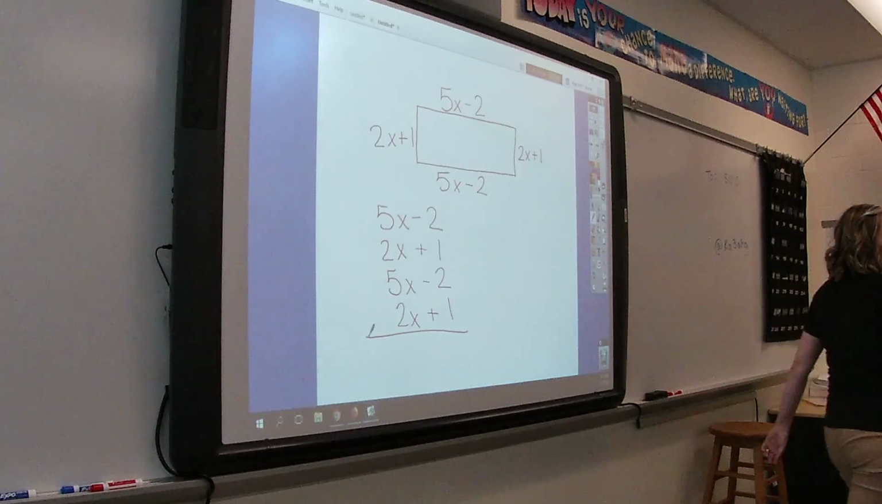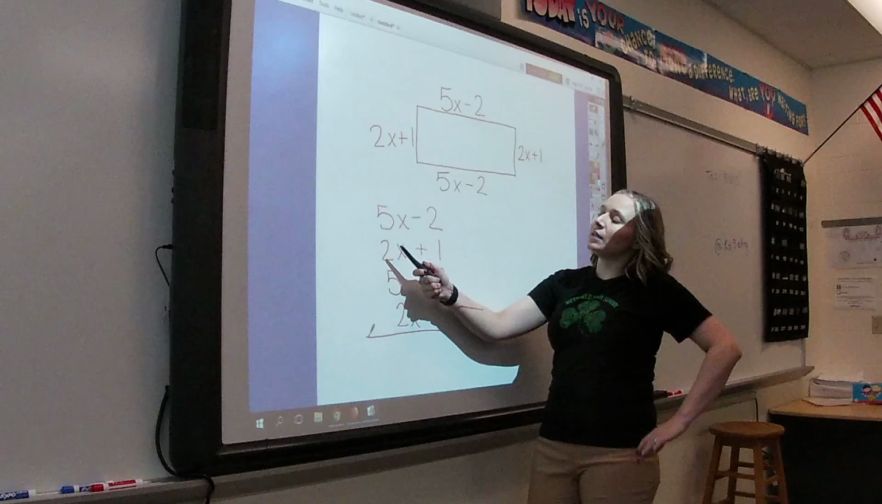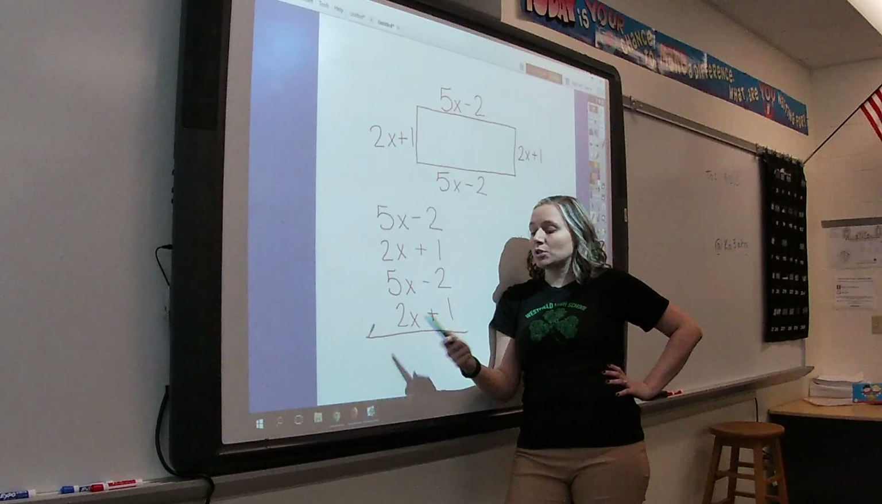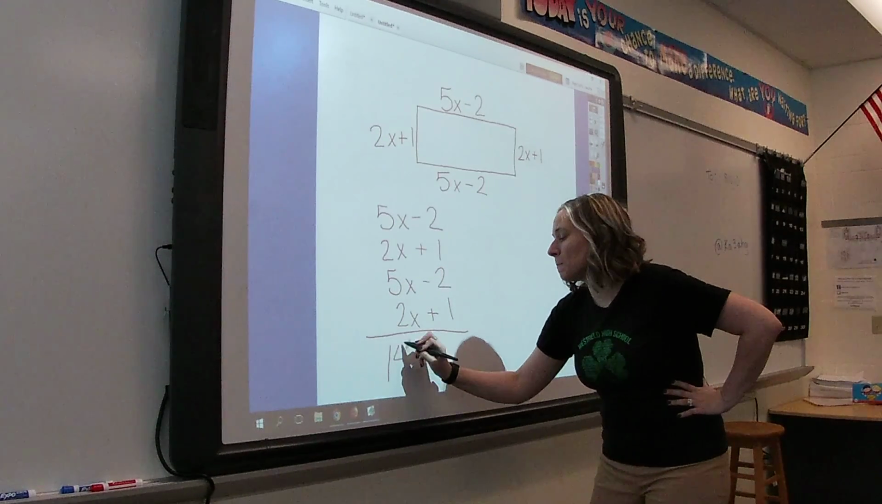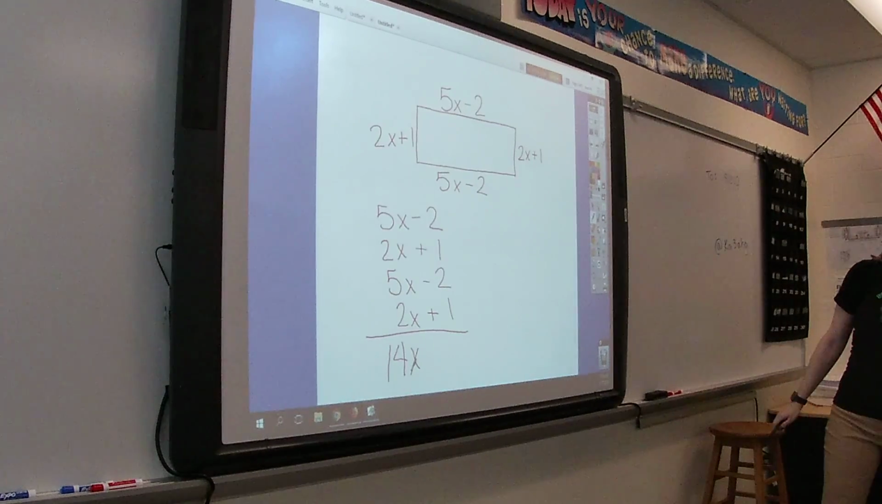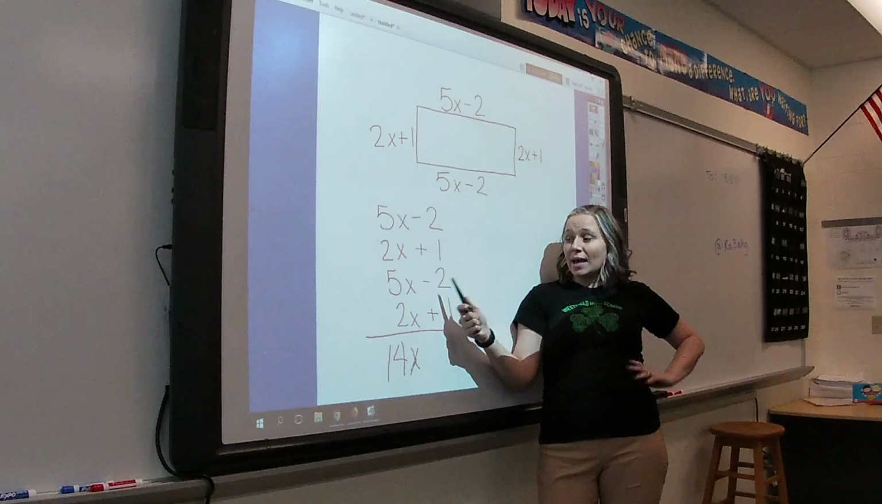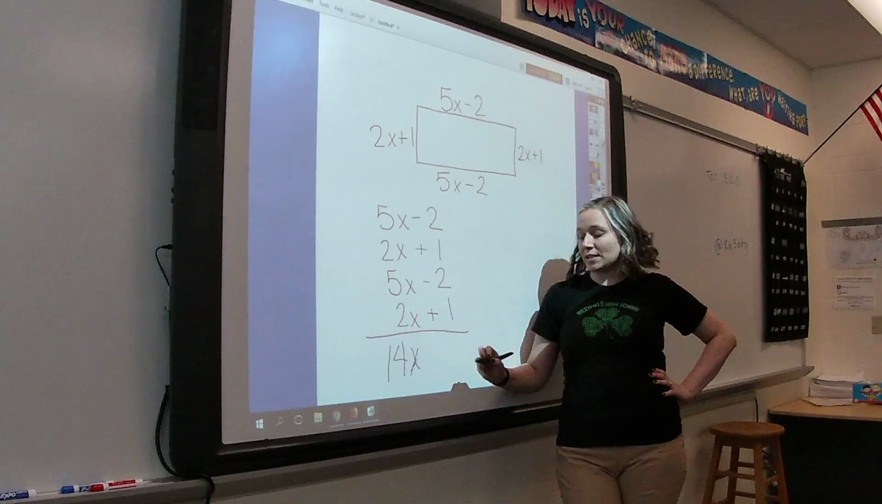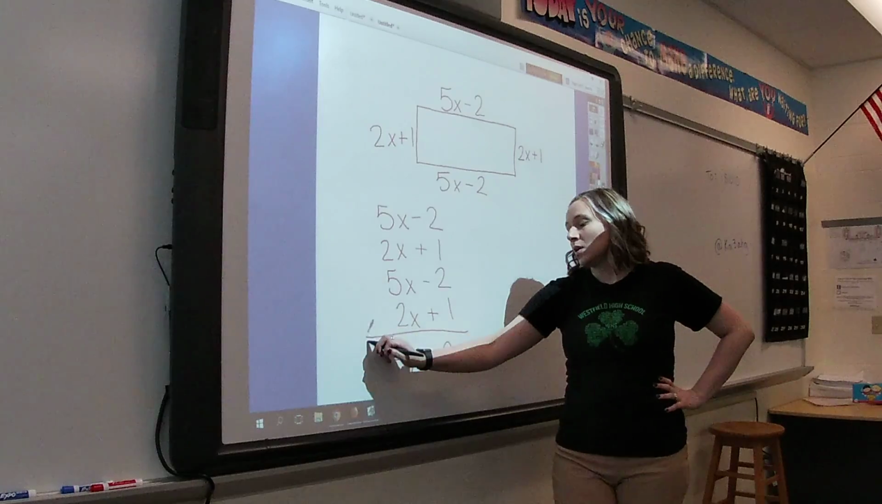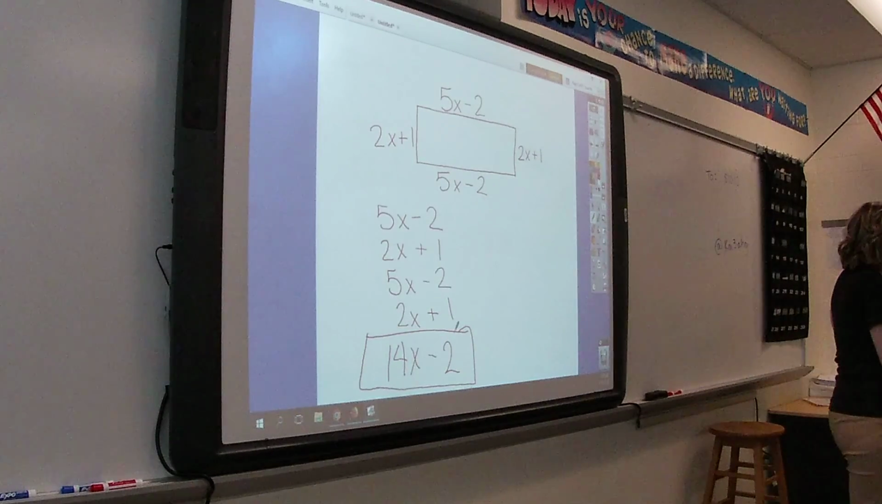So we can write all 4 of them. We'll say 5 plus 2 plus 5 plus 2 gives us 14, so 14x. Then we'll do -2 plus 1 plus -2 plus 1, which will give us -2. So the perimeter of this rectangle will be 14x minus 2.